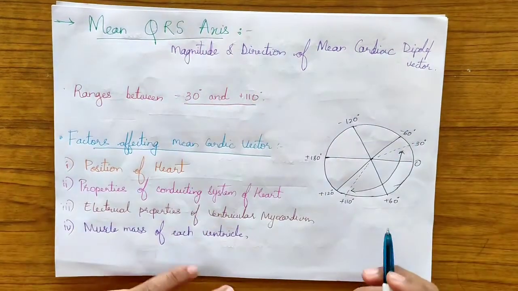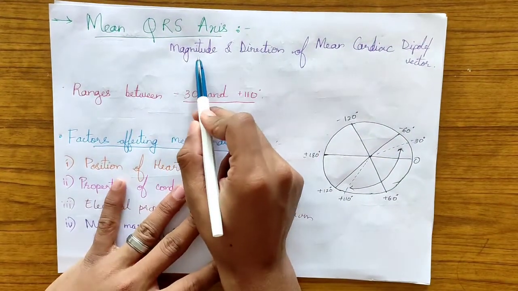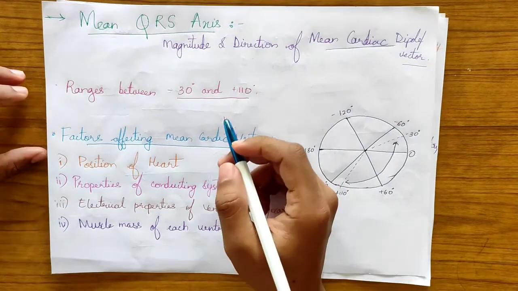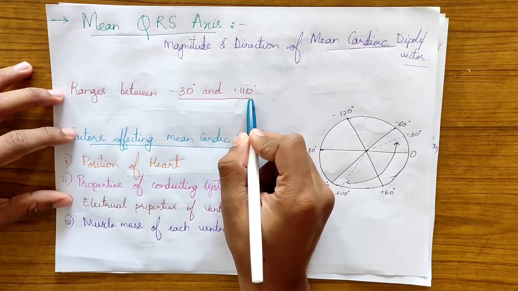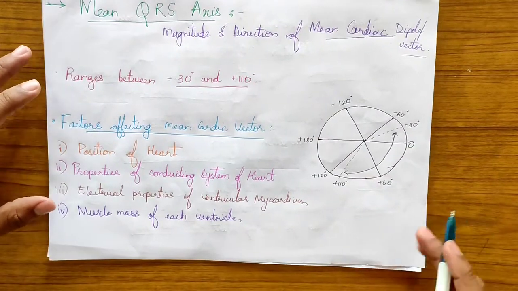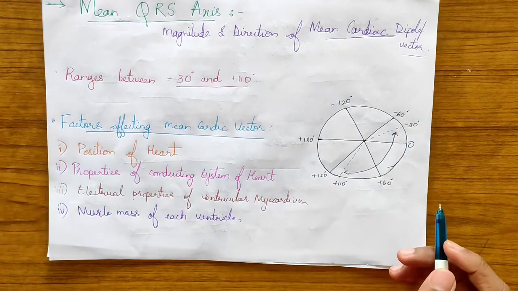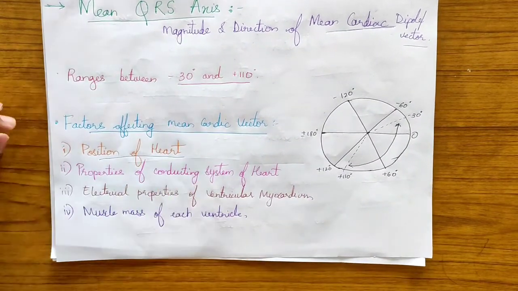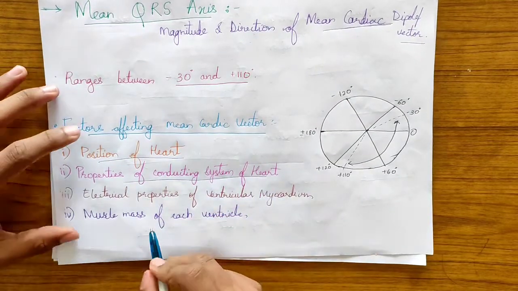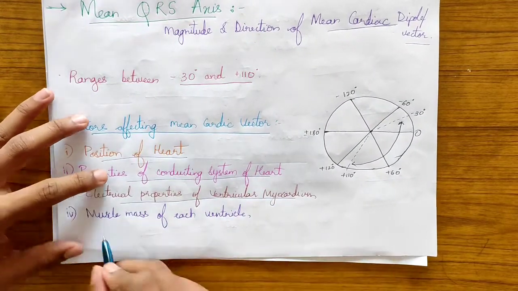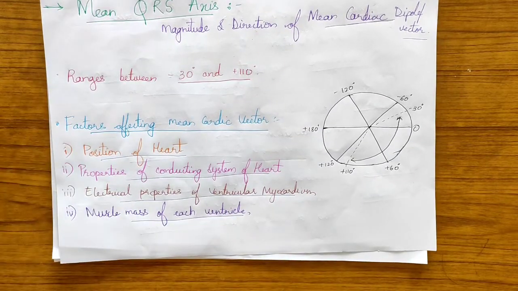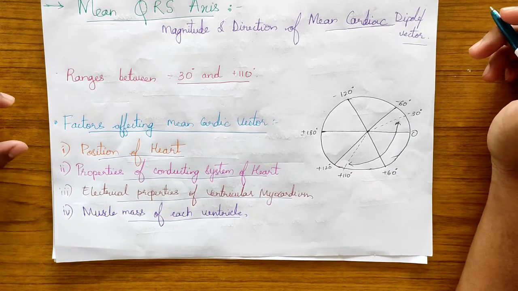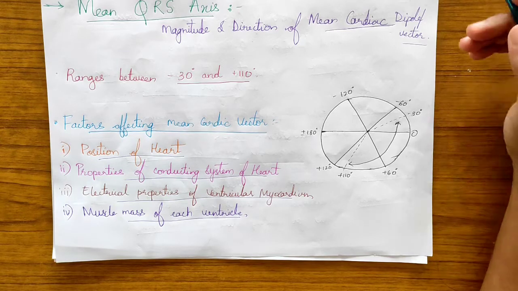The mean QRS axis. So what is it? It is the record of the magnitude and direction of the mean cardiac dipole or the vector. It ranges between minus 30 degrees to plus 110 degrees. The factors affecting the mean cardiac vector or the mean QRS axis are the position of the heart, the properties of the conducting system of the heart, the electrical properties of the ventricular myocardium, and the muscle mass of each ventricle. The mean QRS axis is roughly measured by the lead 1 ECG or the aVF ECG. It is accurately estimated by the Einthoven triangle.